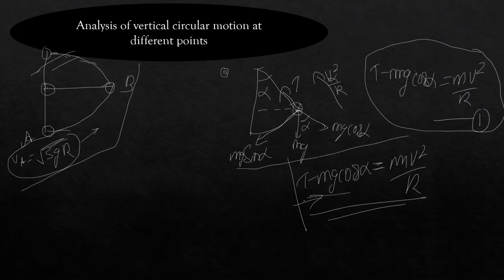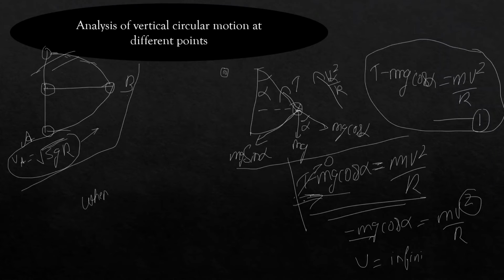Just see what happens when tension becomes zero in this equation. Let's suppose that tension becomes zero. When tension becomes zero, what happens? This becomes minus mg cos alpha, and this becomes mv square upon r. Oh, here square, here minus. Oh, wow. v becomes infinite or undefined, meaning there is no value of v for this condition between A to B.